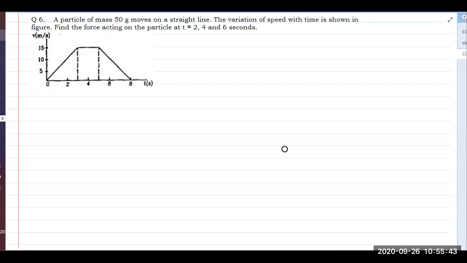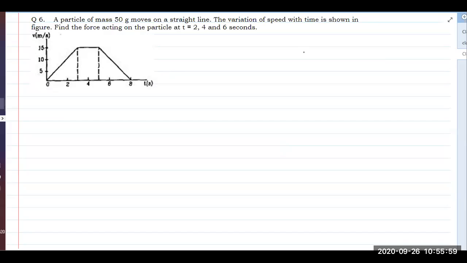So this question is what? Very easy question. कैसे करना है देखिए. How do we solve this kind of question? We are having a velocity time graph, and we have to find the force acting on the particle.